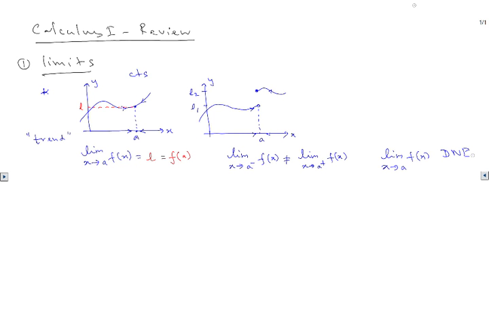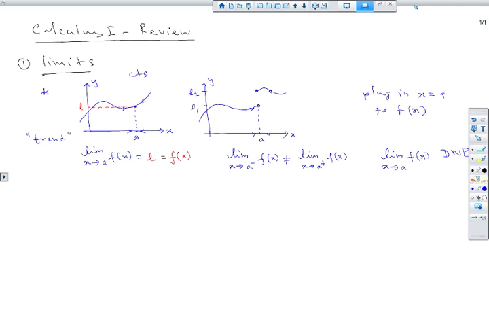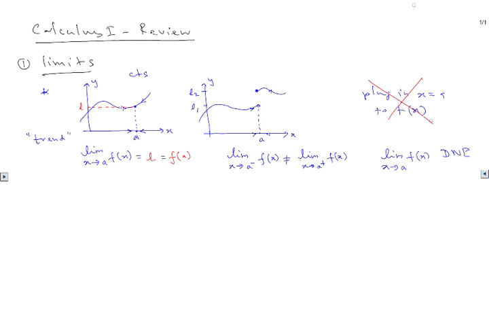So there's no limit in this case. That means you cannot find the limit by plugging. If you plug in the value, you don't get it. Plugging in x equals a to f(x) does not work anymore. So this is not a trick anymore. Because the function is not continuous, there's no way you can find the limit that way.